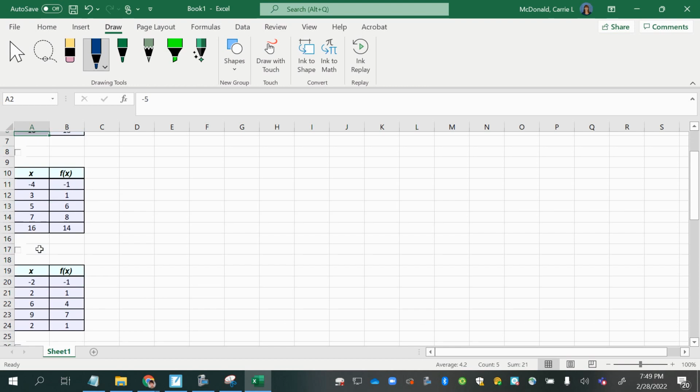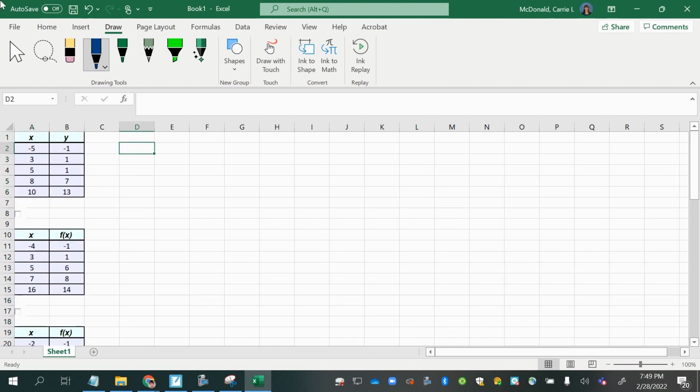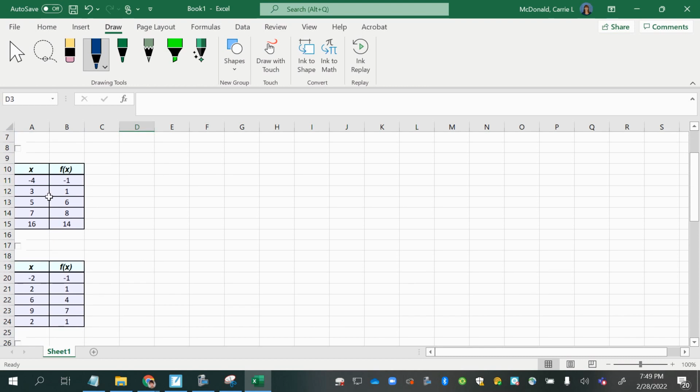So now let's move on to the next one. So that one was a function. Yes. Okay, now the next one. Here we see -4 with -1, 3 with +1, 5 with 6, 7 with 8, and 16 with 14. So once again, every single pair of coordinates is mapping from one input to its individual one output. Now for this one, so that was a function, I forgot to say that. This one's a function.